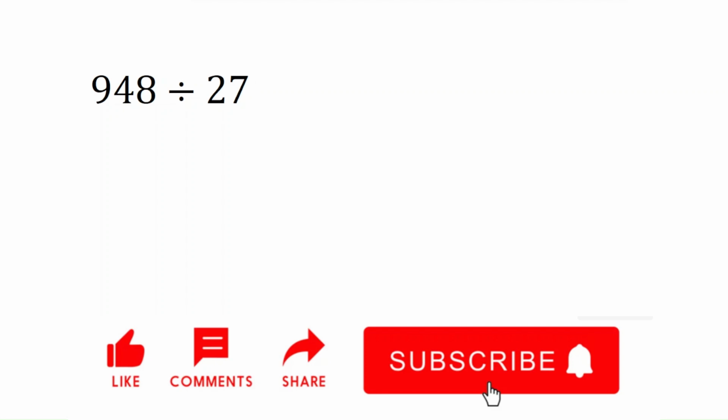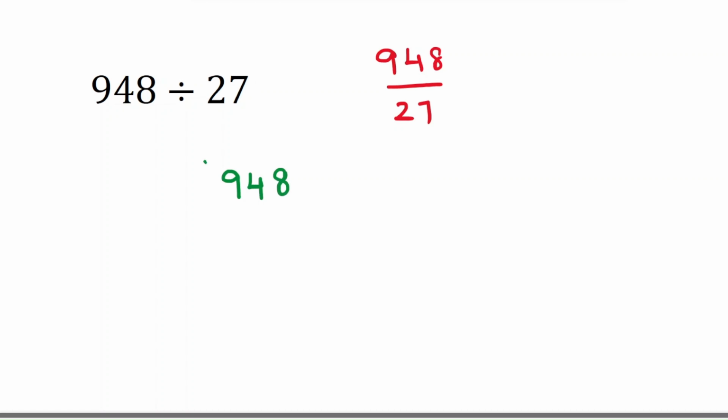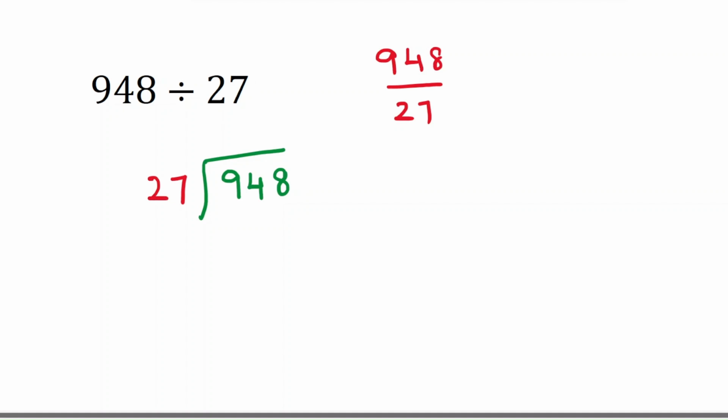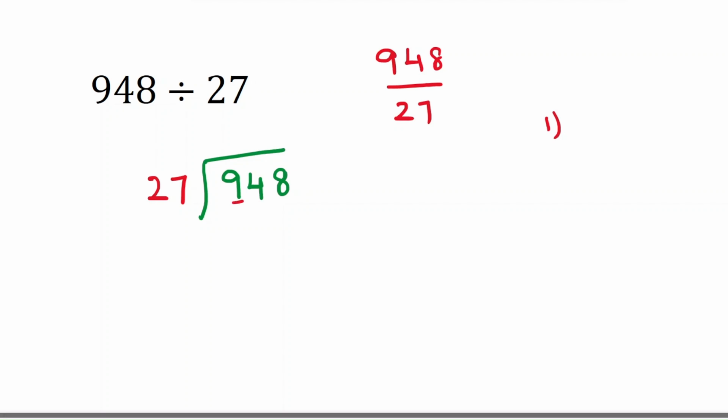948 by 27. You can also write it as 948 by 27. So first, in the long division, you have to write the dividend 948 and write the bars, and outside you have to write the divisor. Let's apply the concept. First, you have to divide. Take the first digit of the dividend from the left side, that is 9.